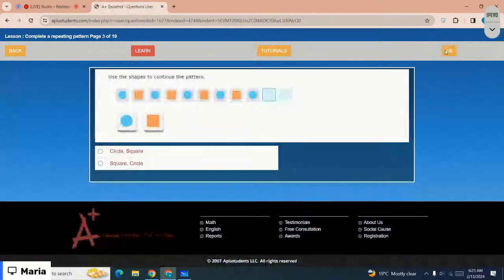Use the shape to continue the pattern. Correct option. Which is the next one in the pattern?